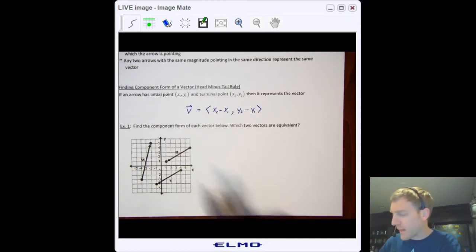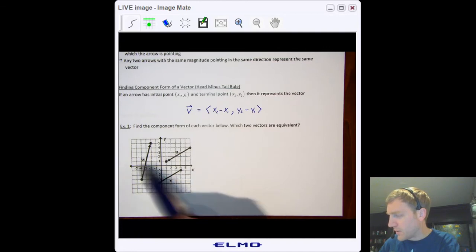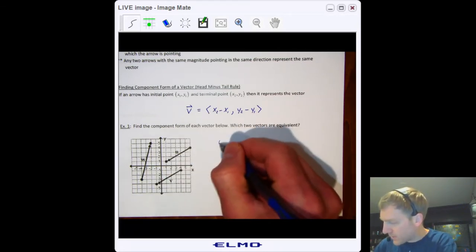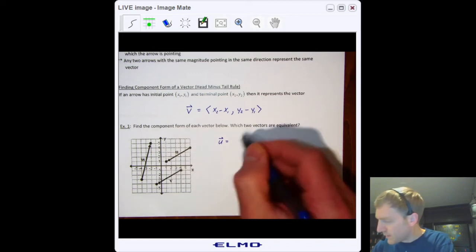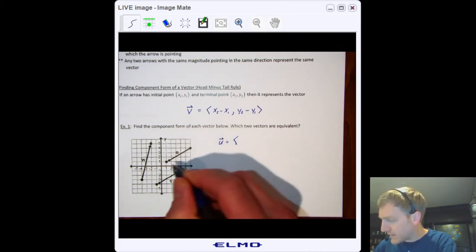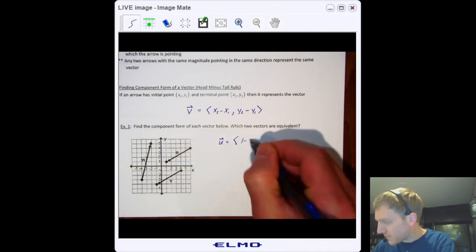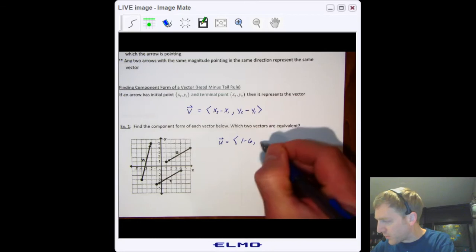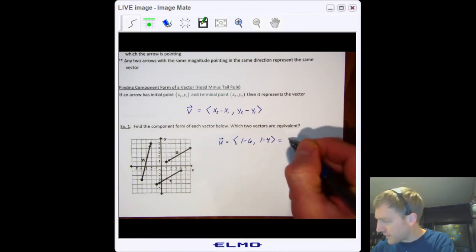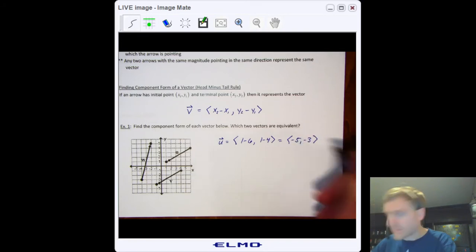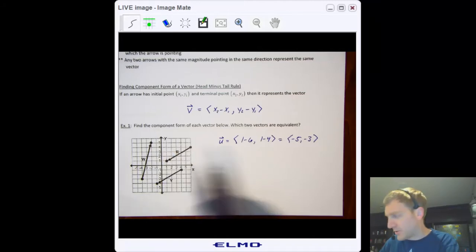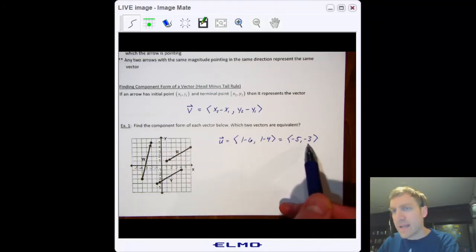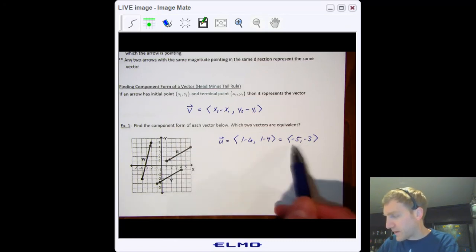So let's do a practice with that. You're given 3 vectors here, u, v, and w. Let's find the component form of each. Let's start with vector u. It's going from the point 6, 4 to the point 1, 1. So the change in x is going to be 1 minus 6, comma, and then the change in y is going to be 1 minus 4. So what is that? That is -5, -3. Look back at the vector and count what it is moving to go from here to here. It's moving to the left 5 and down 3. So that should make sense. It's moving -5 in the horizontal direction, -3 in the vertical direction. Left 5, down 3. That's the vector -5, -3.